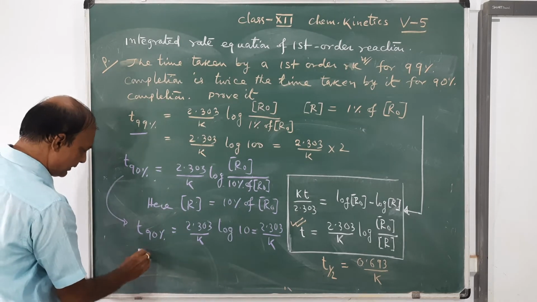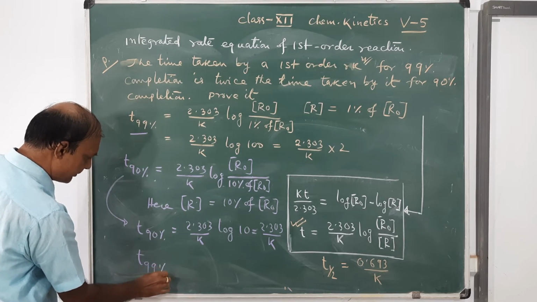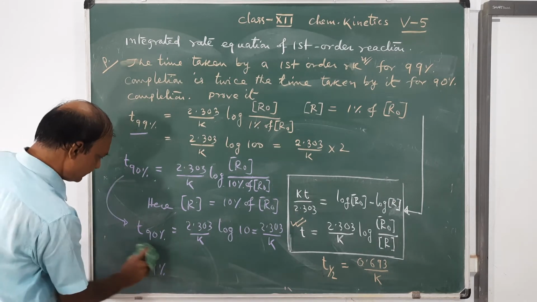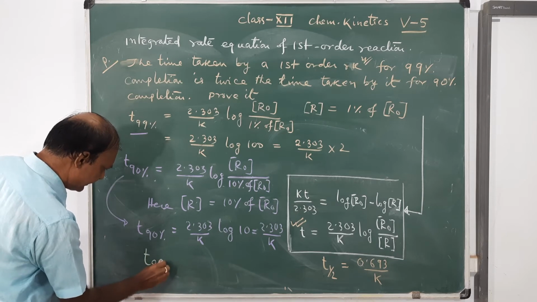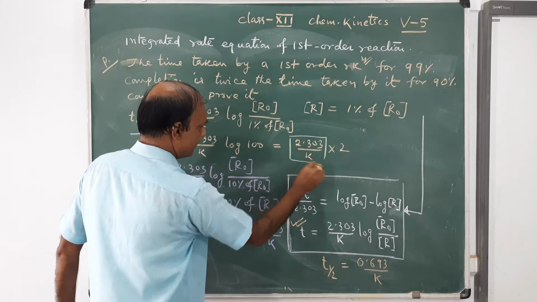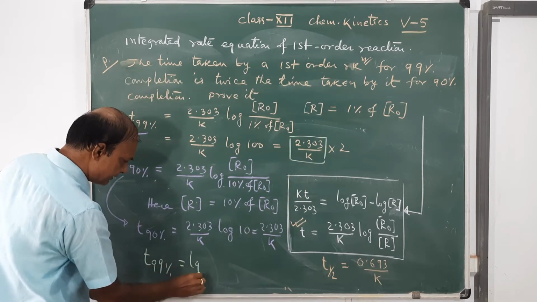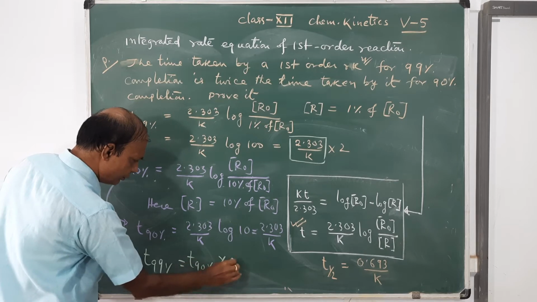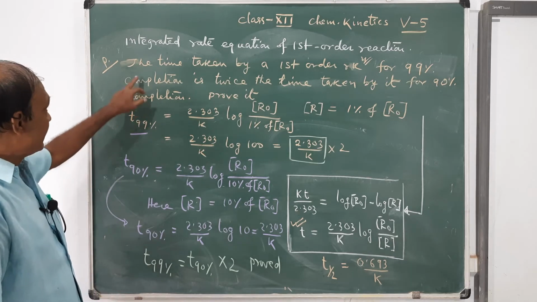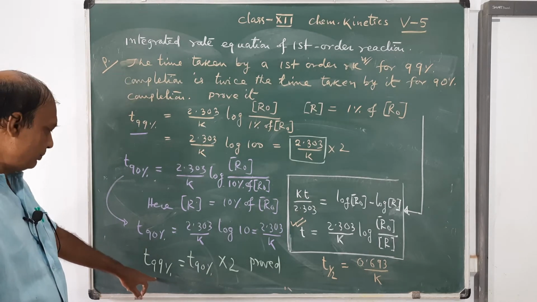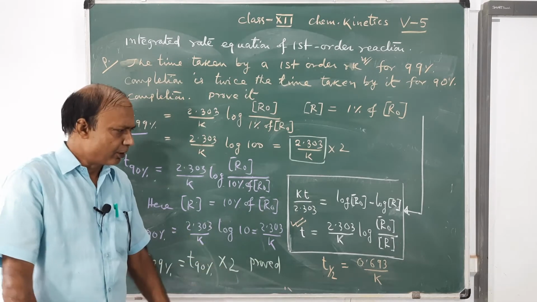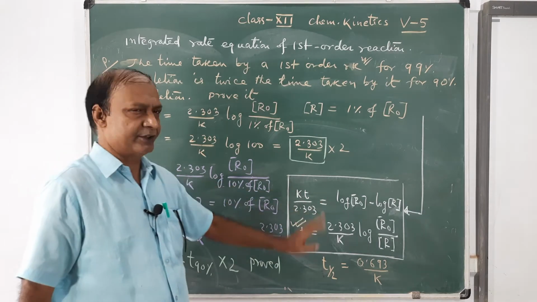Therefore from here we can write that T99% is equal to, in place of this you write T90% into 2. This is proved. So what is our question? Our question is this: you have to prove that T99% equals 2 into T90%. This type of problem can be solved using this equation.